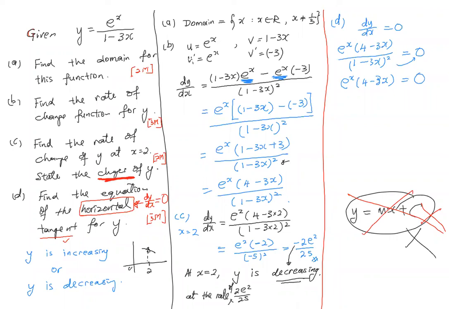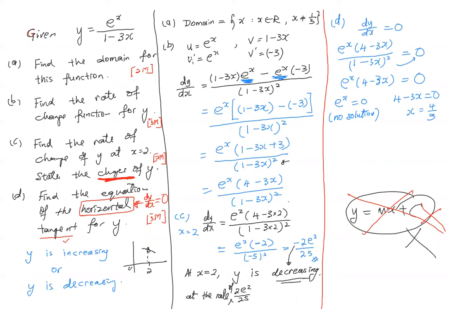How should I get the answer next? e to the power of x equals 0, or 4 minus 3x equals 0. Correct? So e to the power of x equal to 0, is it possible? Not possible. So you write down there, not possible, impossible, or no solution. Okay, your choice. So this one, you can get your x as 4/3, correct?